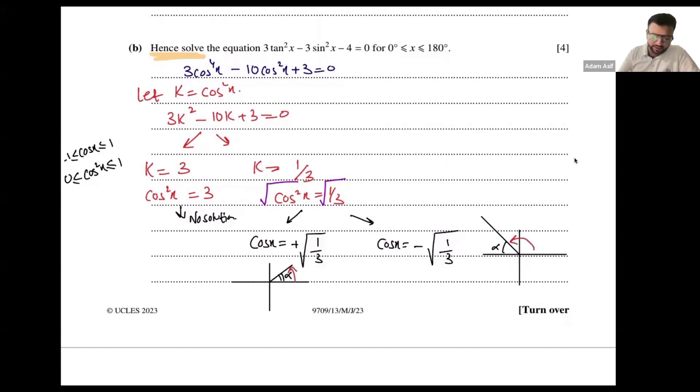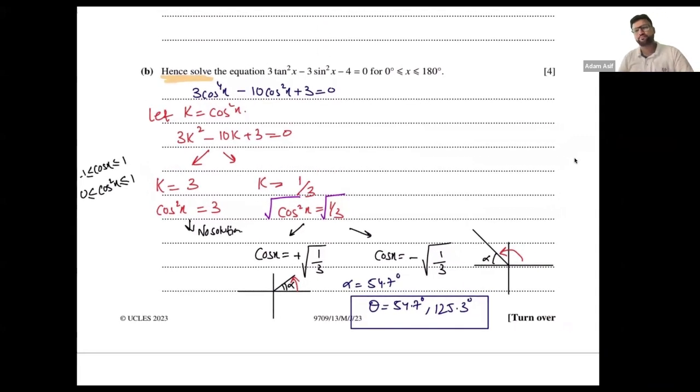First, we are going to find the basic angle. The basic angle is going to be the same in both cases. Make sure your calculator is in degree mode. Take cosine inverse of 1 upon root 3. That is going to give you 54.7. So one of the values for theta is 54.7 degrees. The other value would be 180 minus 54.7. That is 125.3 degrees. Is the working clear?